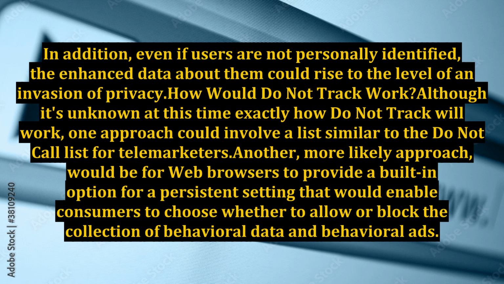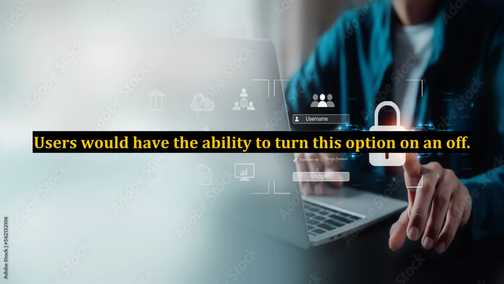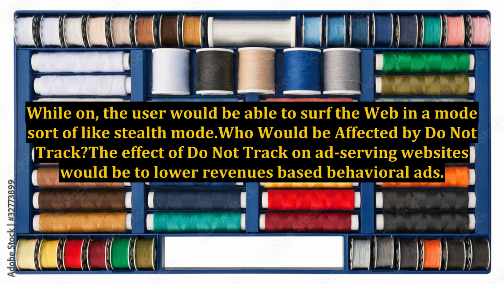Although it's unknown at this time exactly how do not track will work, one approach could involve a list similar to the do not call list for telemarketers. Another, more likely approach, would be for web browsers to provide a built-in option for a persistent setting that would enable consumers to choose whether to allow or block the collection of behavioral data and behavioral ads. Users would have the ability to turn this option on and off. While on, the user would be able to surf the web in a mode sort of like stealth mode.